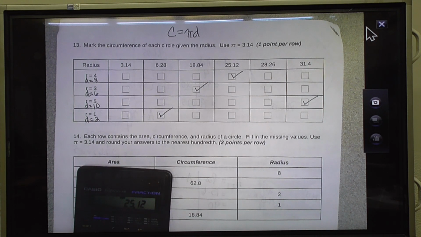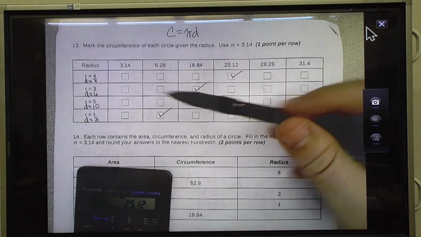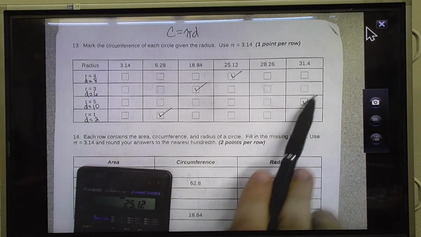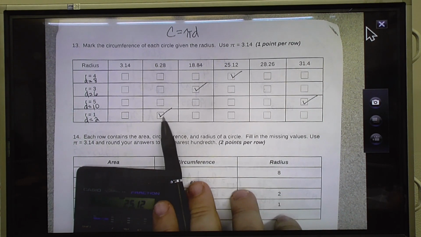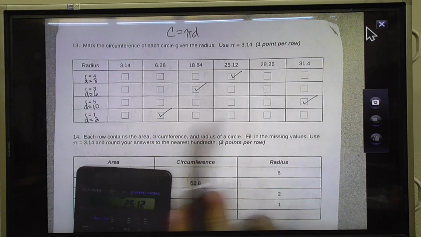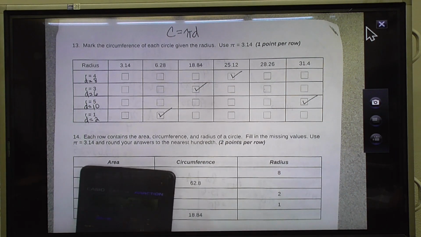So, 3.14 times 6 is 18.84. 3.14 times 10 is 31.4. And 3.14 times 2 is 6.28. So those are your correct answers right there.